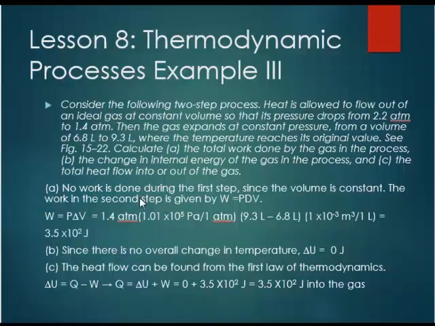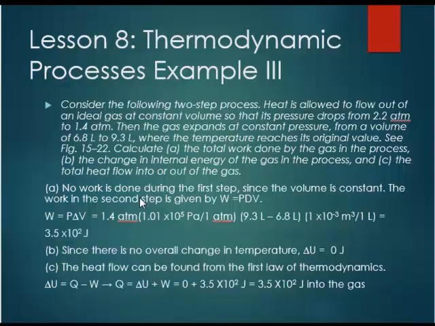Let's do one last example here. Another thermodynamic process. Consider the following two-step process. Heat is allowed to flow out of an ideal gas at a constant volume, so that its pressure drops from 2.2 atmospheres to 1.4 atmospheres. Then the gas expands at constant pressure from a volume of 6.8 liters to 9.3 liters, where the temperature reaches its original value. See figure 15.22 for an example.